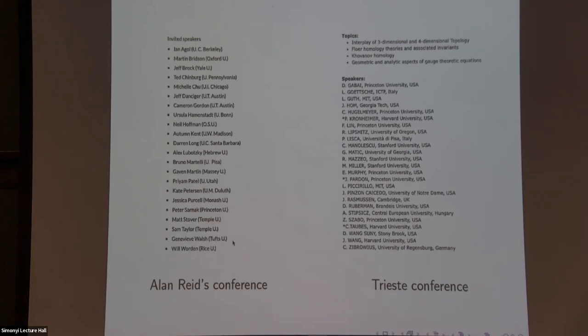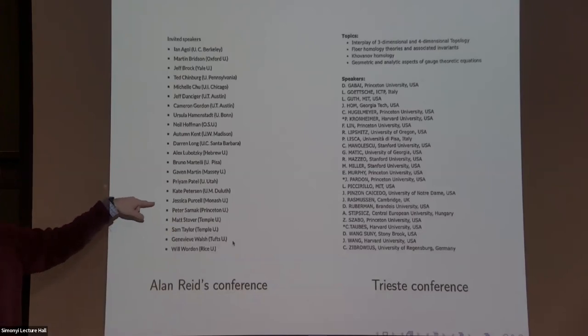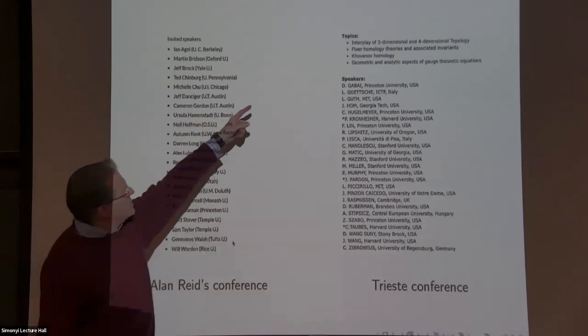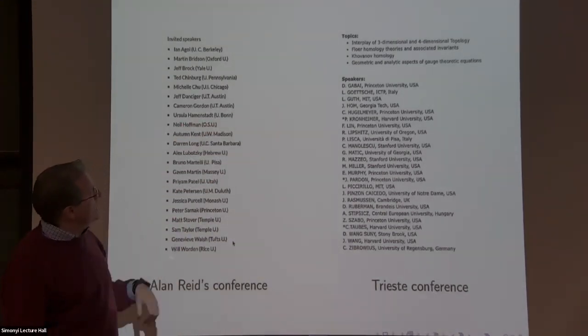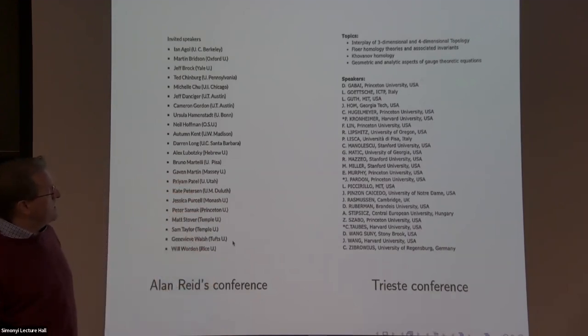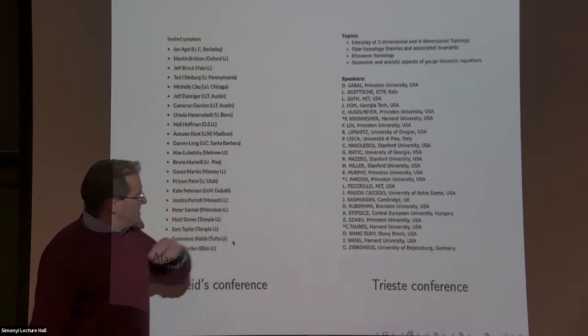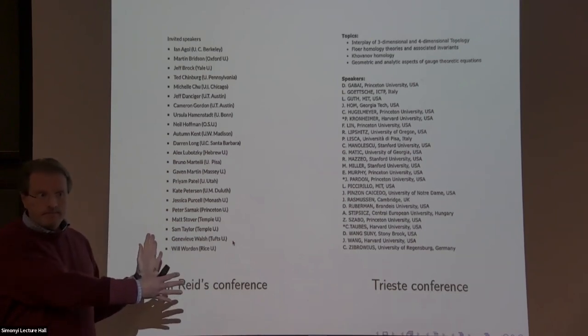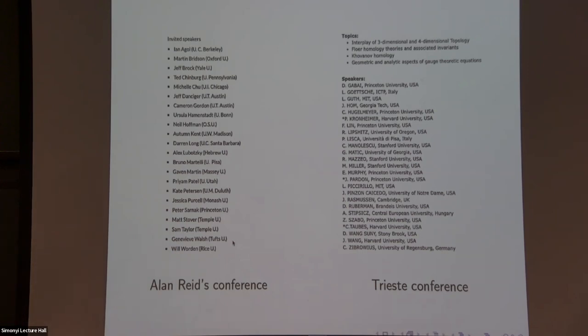And let me illustrate that by showing you a printout of the speaker list at two conferences that are happening this summer. On the left-hand side, this is the list of speakers at Alan Reid's 60th birthday conference. Alan is a hyperbolic manifold theorist. You can see our very own Peter. And then on this side, there's a conference happening in Trieste about a month later. And you can see the topics: interplay of three-dimensional and four-dimensional topology, flow homology theories and associated invariants, Khovanov homology, and geometric and analytic aspects of gauge theoretic equations. These are organized alphabetically, so you can quite quickly see that these sets are disjoint. So it really is a quite divided subject.